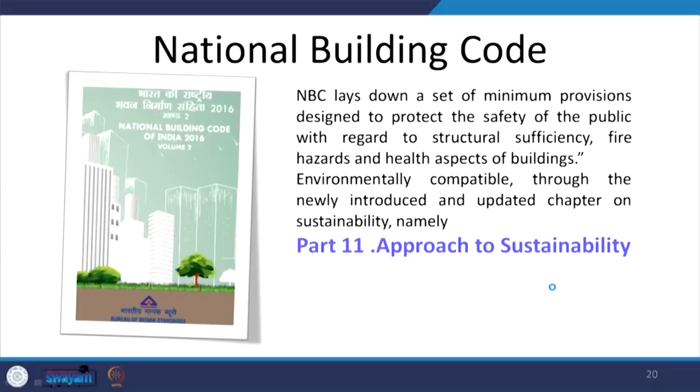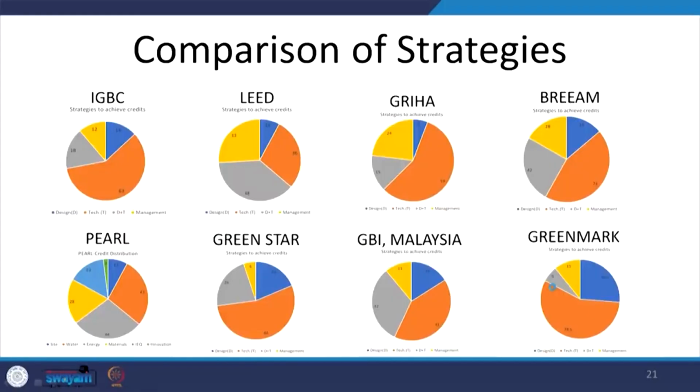Now on, the code, NBC is not a mandatory code, it is a voluntary code, but yet it very clearly states the procedure, the benchmarks, the guidelines for designing sustainable buildings. So, this part 11, approach to sustainability, clearly outlines the criteria for designing and constructing sustainable buildings.